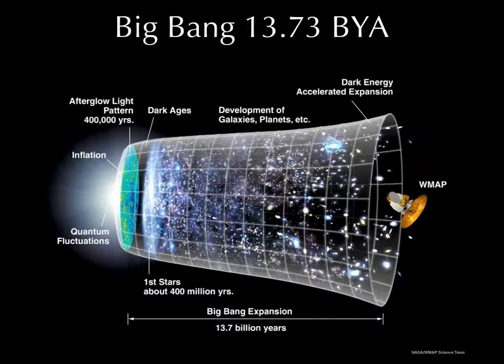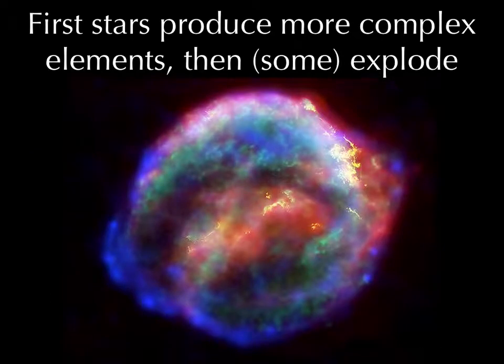And actually, there's a paper published, I think it was yesterday in Science, about how big those first stars were. The debate about what their size was. It was published yesterday. Okay, this is actually very current research. It's about how some of the lumpiness here led to the lumpiness of the galaxies. So the first stars produce more complex elements, and then some of them explode. Okay, some don't explode, but some actually explode.